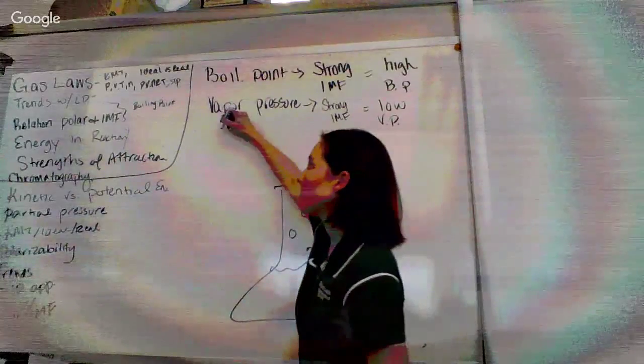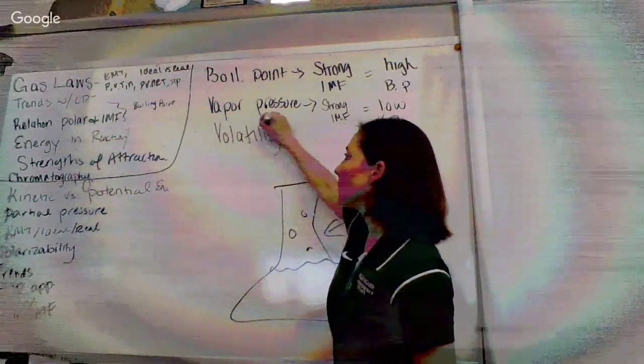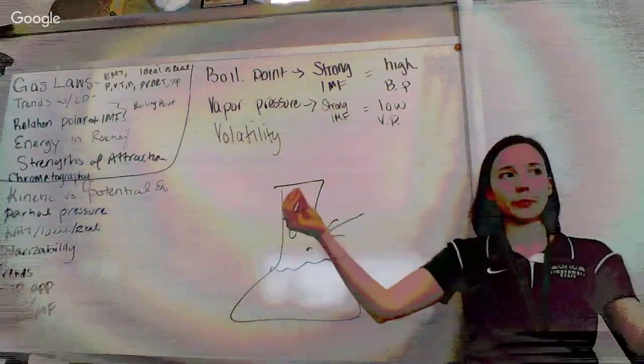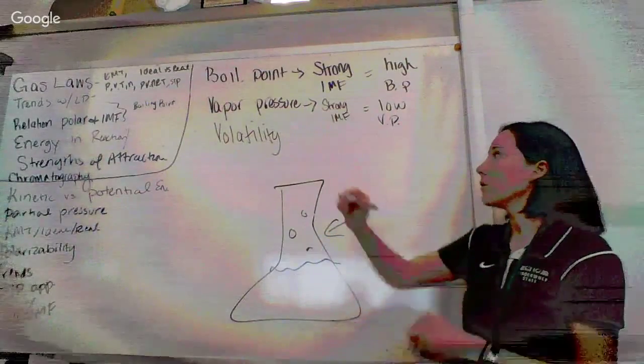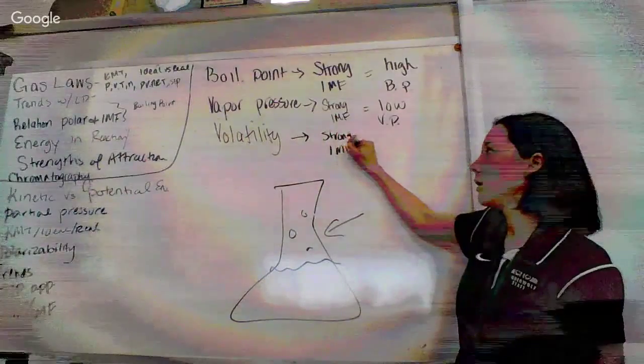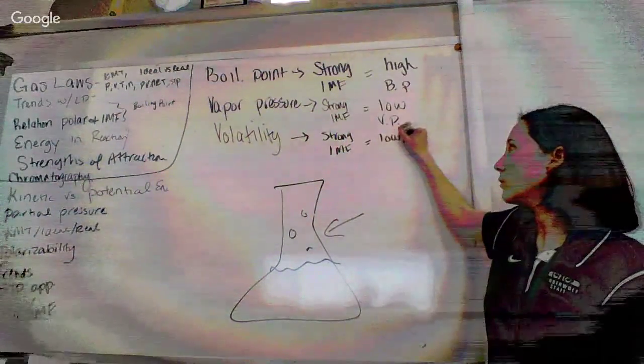Volatility, same idea. Volatility is how likely it is to just evaporate, to break apart from each other. So volatility is about breaking apart. So the stronger your IMF, the more difficult it is to break apart. So you're going to have low volatility.